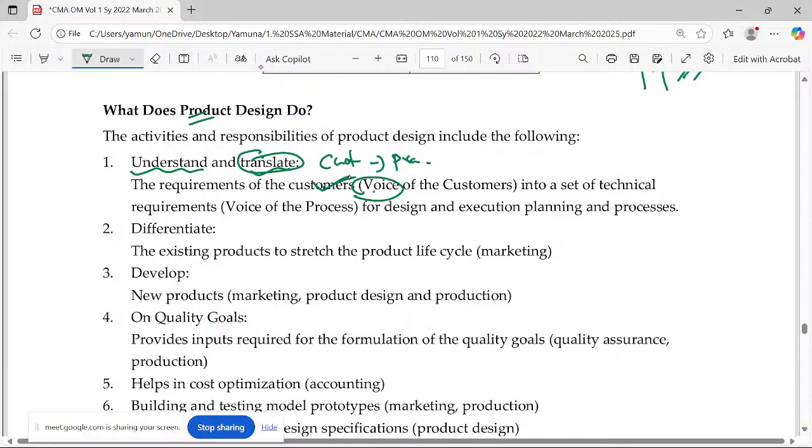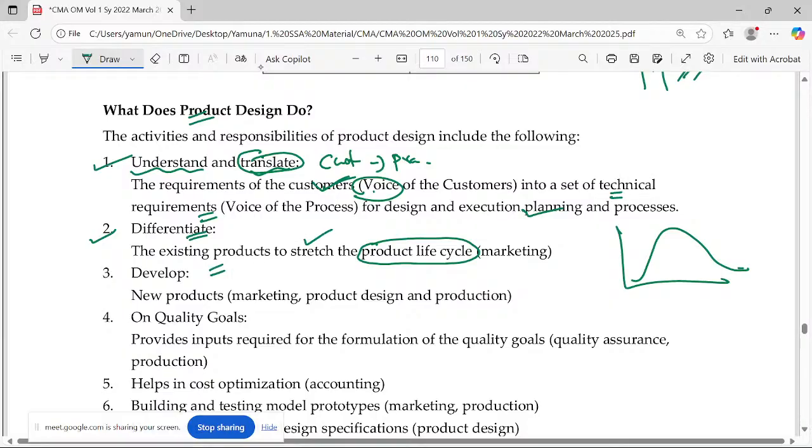What the customer requires and how it is translated into technical requirements, for designing and execution planning and process. First point. Second point, we have to clearly differentiate. Differentiate in the sense that you have to show some difference in the product life cycle. So we know this product life cycle, right? You have to show the existing products to stretch the product life cycle.